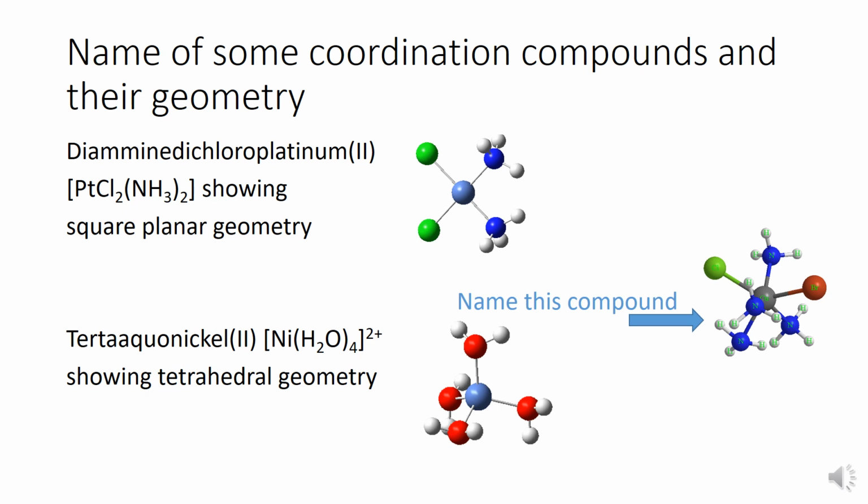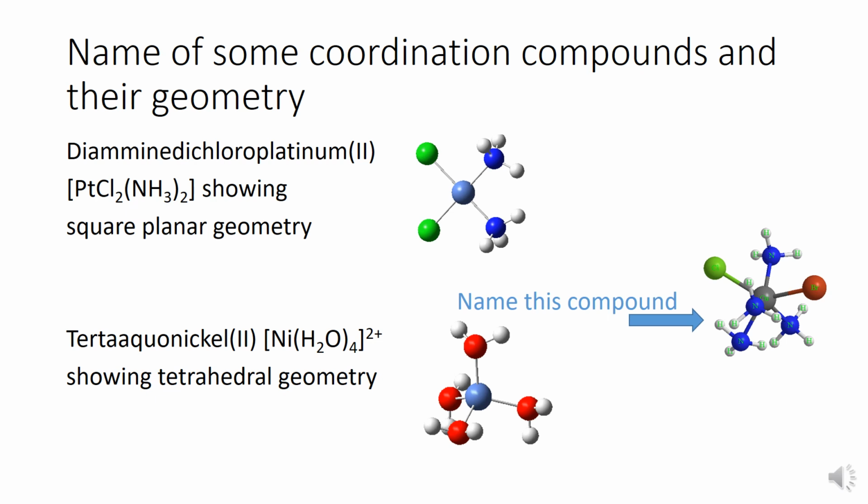Further on, we have tetraaquanickel(II), telling us that there are 4 molecules of water attached to one atom of nickel. And because water is neutral, the two positive charges of the nickel cation remain, and this shows a tetrahedral geometry.